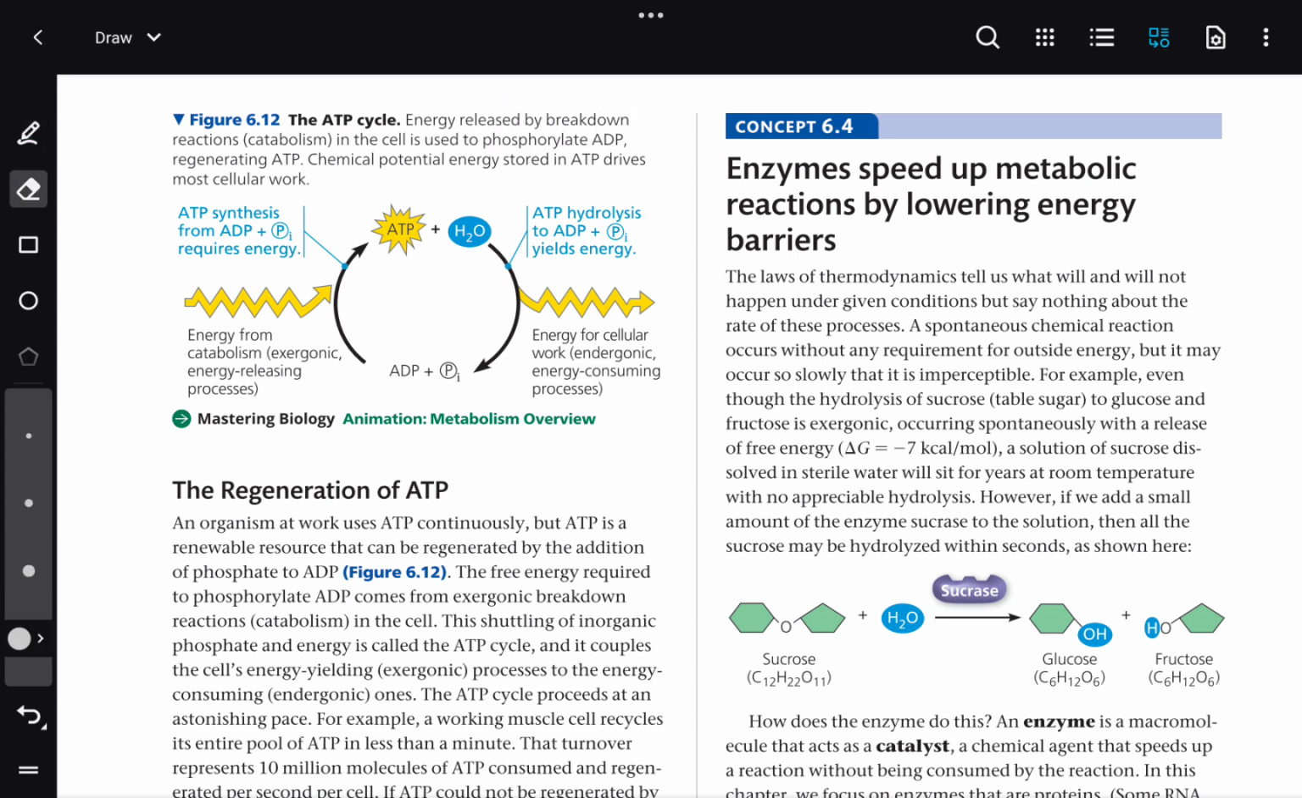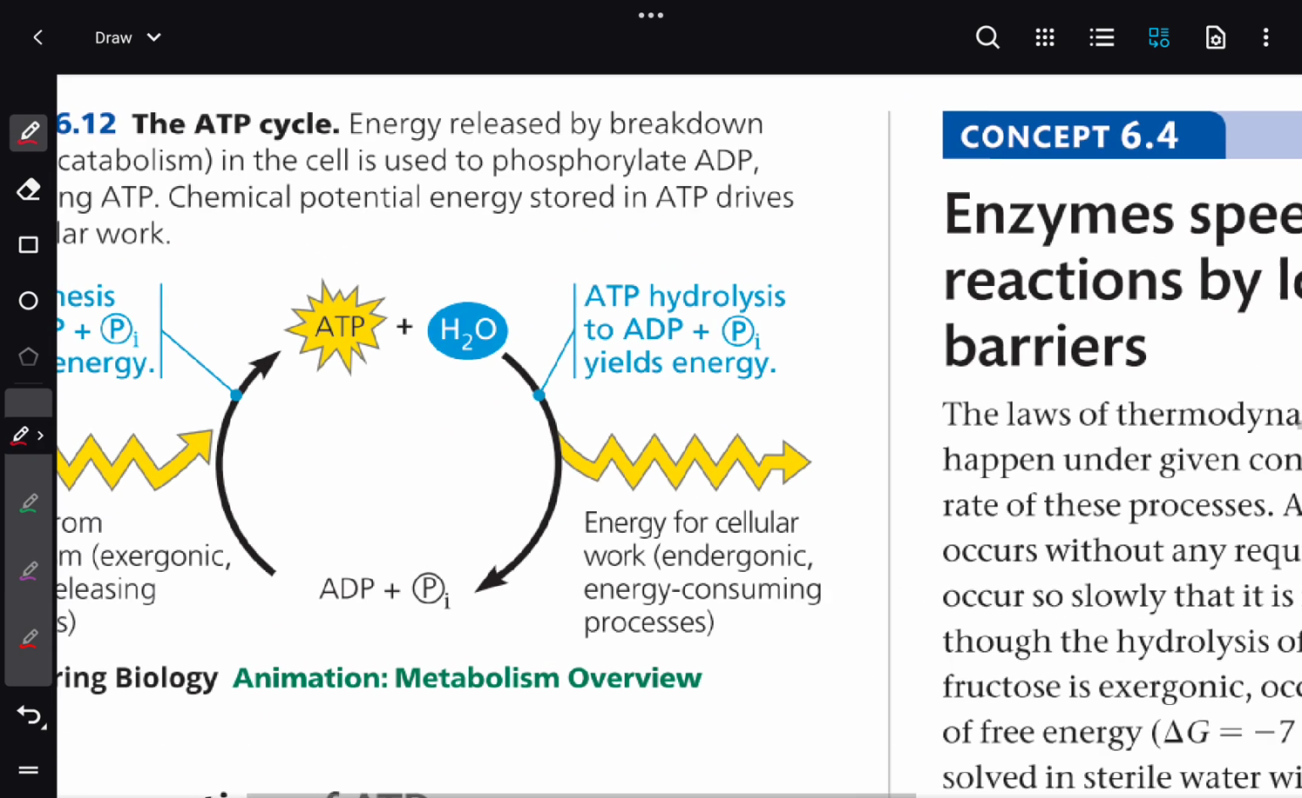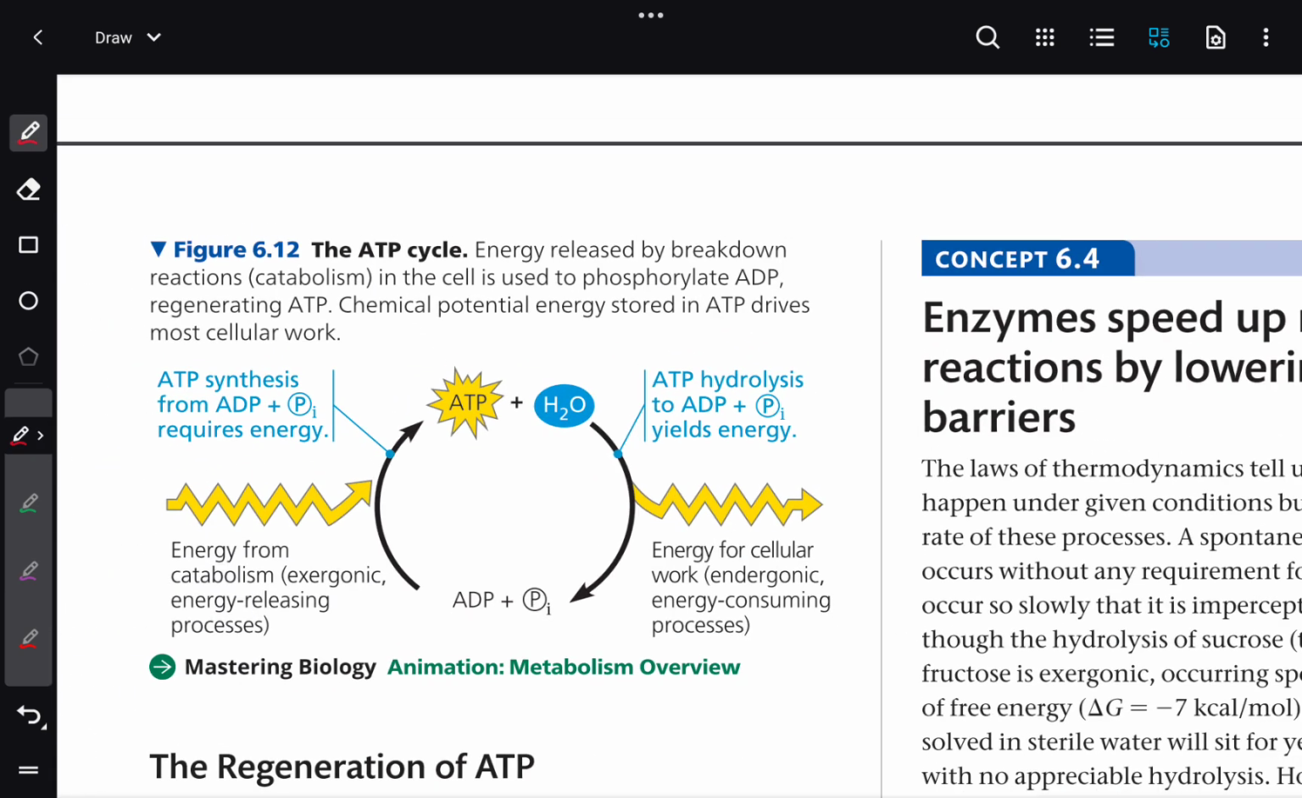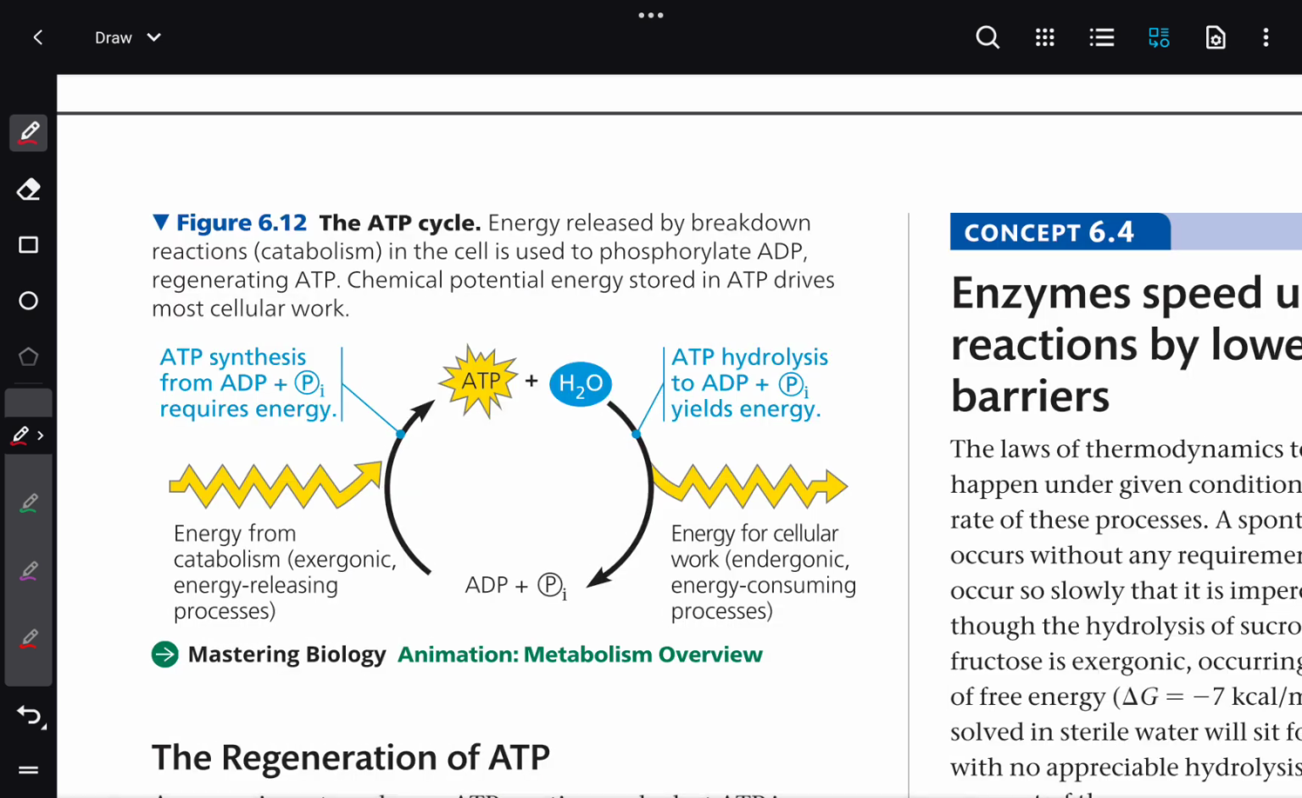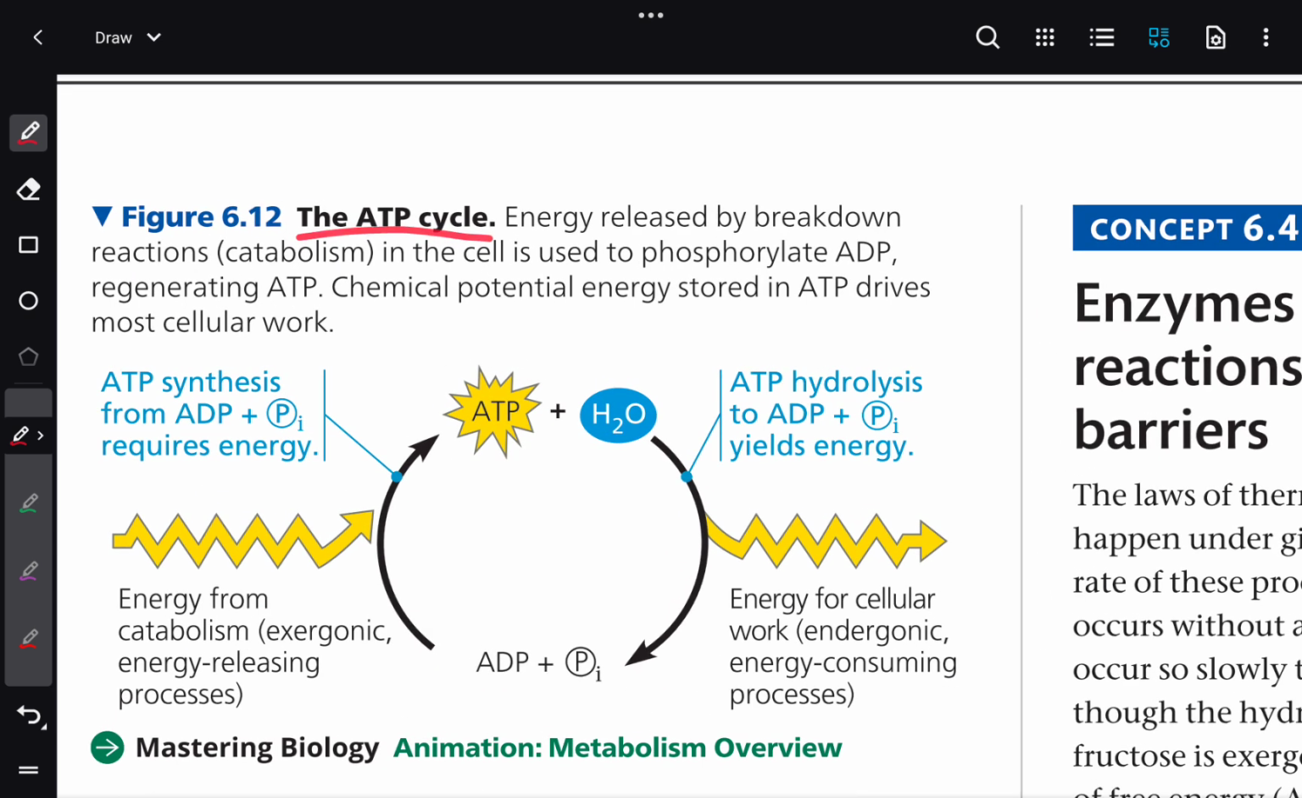Now let's look here. This is the ATP cycle. Energy is released by breakdown reactions, which is catabolism in the cell, and is used to phosphorylate ADP.